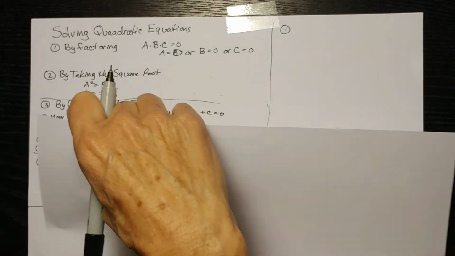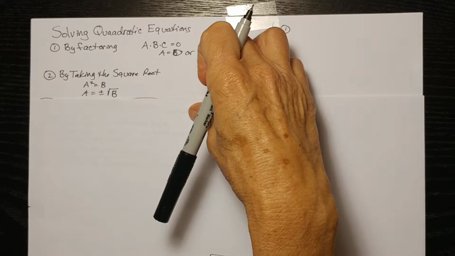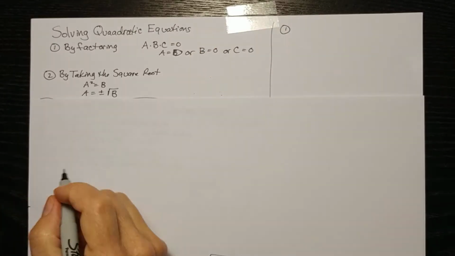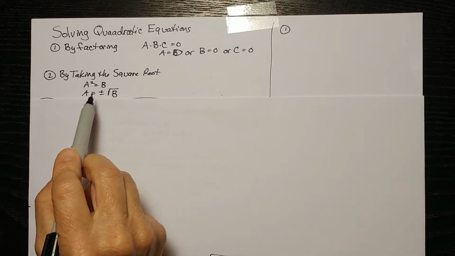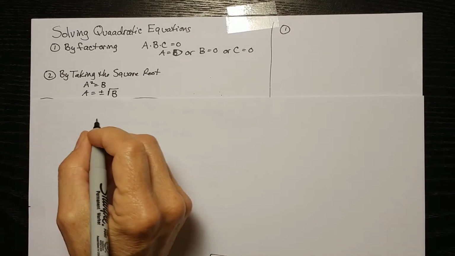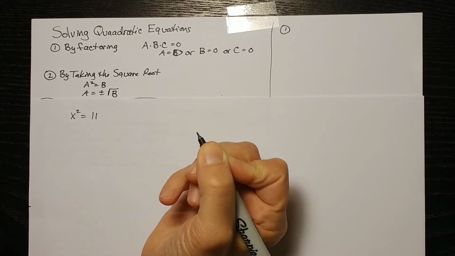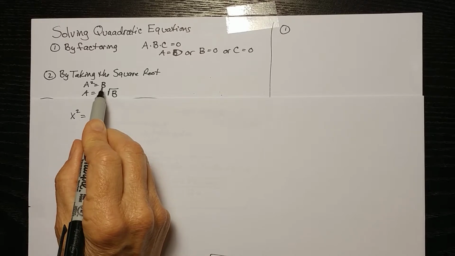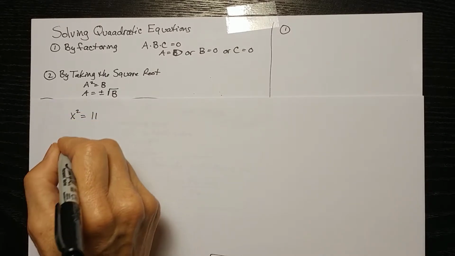Okay, now let's solve something by taking the square root. It's easy to solve by taking the square root whenever you can get your quadratic equation into the form something squared equals something. So here are a few examples of that. If we're given x squared is equal to 11, it is in this form, something squared equals something. So then you simply take the square root of both sides.